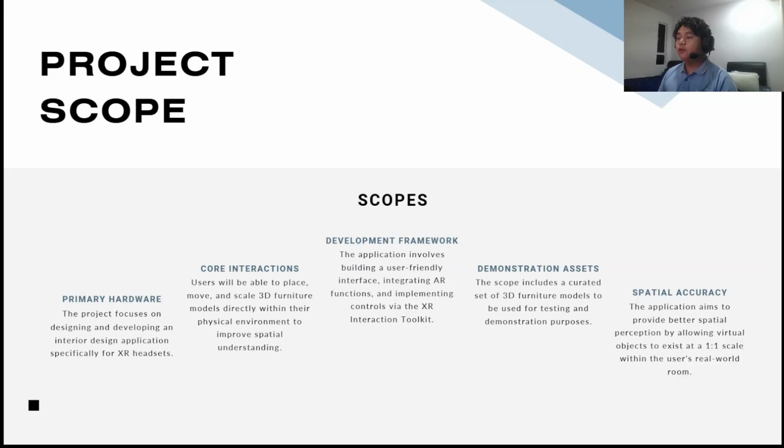Thirdly, development framework. The application involves building a user-friendly interface, integrating AR function, and implementing controls via the XR Interaction Toolkit. Fourth, demonstration asset. The scope includes a curated set of 3D furniture models to be used for testing and demonstration purposes. And lastly, spatial accuracy. The application aims to provide better spatial perception by allowing virtual objects to exist at a one-to-one scale within the user's real-world room.